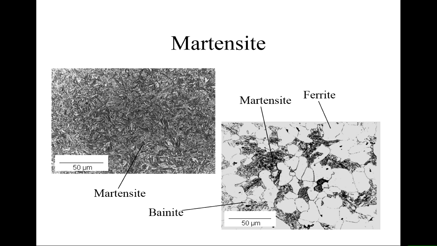And how do you form it? You form it by rapid cooling from material that's been heated into the austenite phase. So if we cool austenite quick enough, you get that.